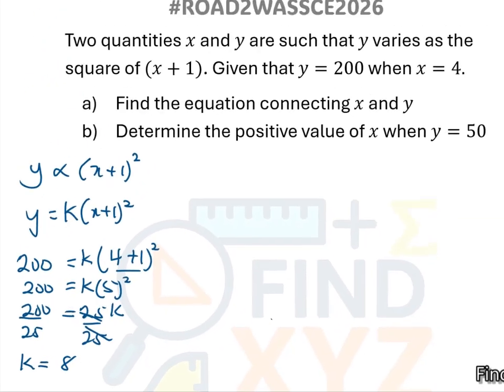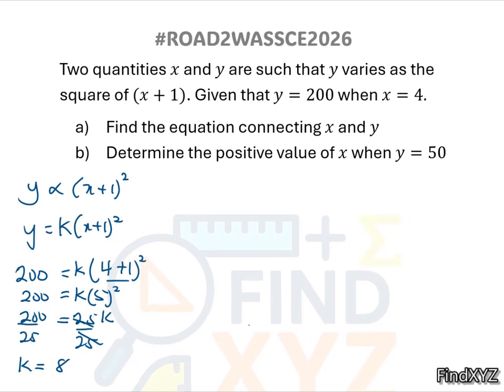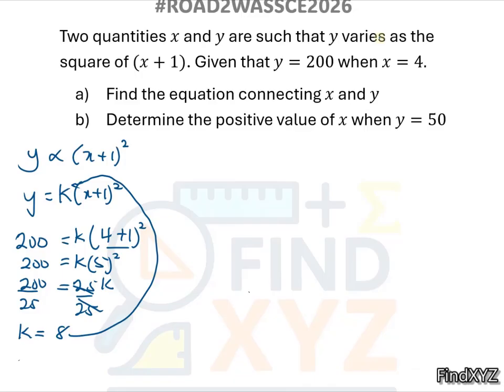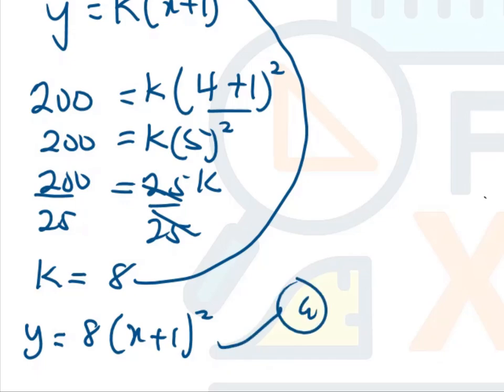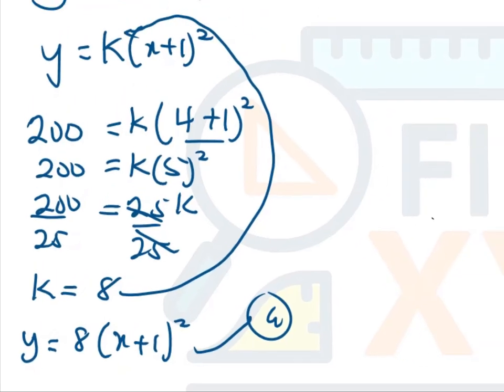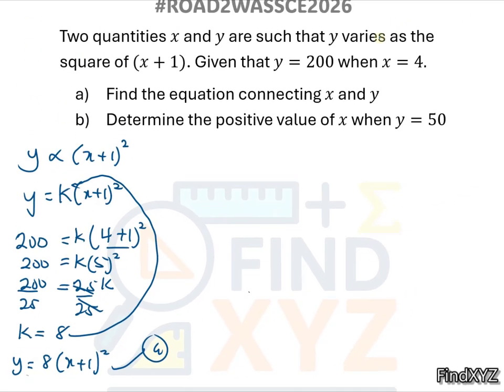We have been tasked to find the equation connecting x and y. So here I know k. I'll just have to substitute k back into the equation. So I have the equation connecting x and y to be y is equal to, what is the value of k? 8 into bracket x plus 1 all squared. That is the first part. So we have been able to determine the equation connecting x and y, and we can only see x and y in our final equation. The second part, so this is what we are going to use. So let me write the equation here. So y is equal to 8 into bracket x plus 1 all squared.